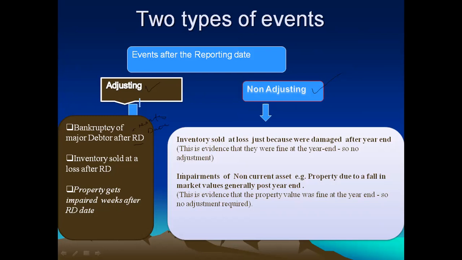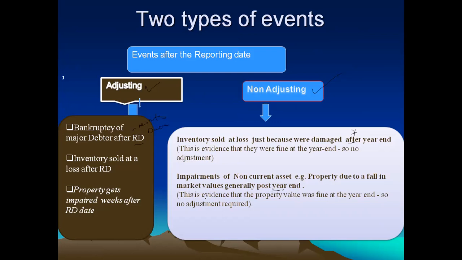Then on non-adjusting events, we've got inventory sold at a loss just because it was damaged after year end. This inventory was damaged after year end, so we are not supposed to adjust our books in the financial statements. Let's have another non-adjusting event: impairment of non-current assets, e.g. property, due to a fall in market values, generally post year end. No, this is not an adjusting event. Why? This is evidence that the property was fine at the year end, so no adjustment is required in the books of accounts.